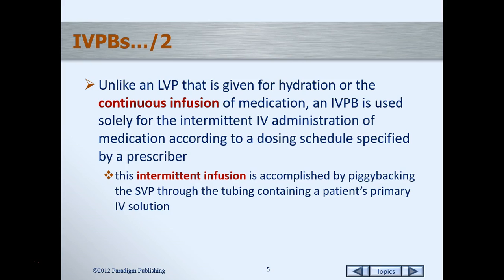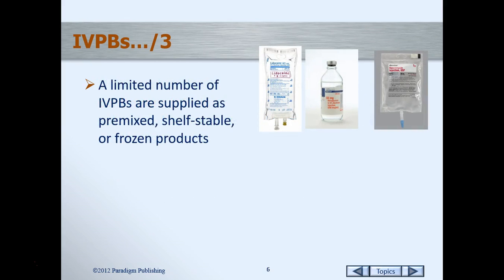Intermittent infusion is accomplished by piggybacking the small volume parenteral through the tubing containing the patient's primary IV solution. There are a number of IV piggybacks that are stable as premixed, shelf-stable, or frozen products. I've given some examples here. This lidocaine is a pre-made, shelf-stable bag. Nitroglycerin is also pre-made and shelf-stable, but this medication is actually stored in glass. And lastly, this picture is of one of those frozen, stable products.